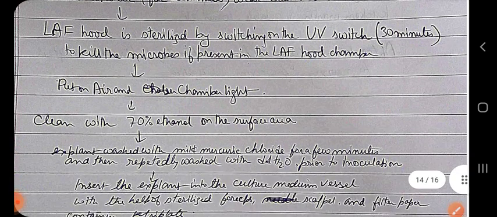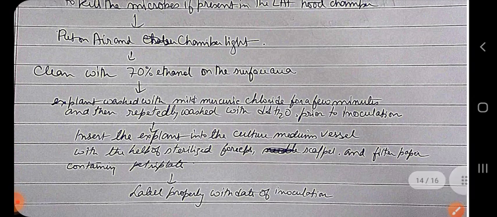Then after that we have to put on the air switch and the chamber light. Then clean that whole area with 70% ethanol on the surface area. Now all the steps will be done within the laminar airflow. All the inoculation of the explants into the culture media will be done in the laminar airflow.